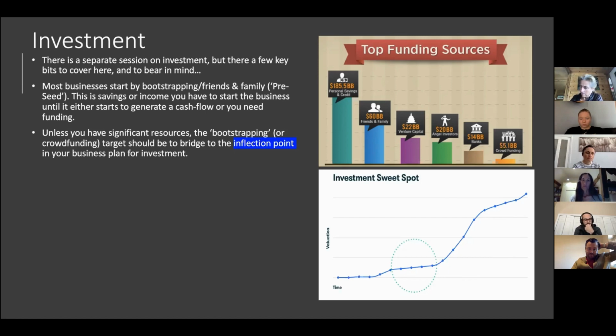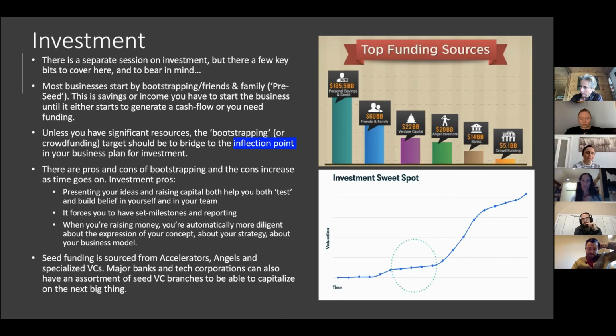If you try to stay in bootstrapping or self-funding for a long period of time, there are some real negatives, because it's easy to self-manage your expectations. If you're having to satisfy a hard-nosed venture capitalist, or even a member of the family who's lent you money, or an angel, then you have to present your ideas in a way that demonstrates that you've tested that they're going to work in the market. It builds belief in yourself and your team, and it forces you to set milestones in reporting.